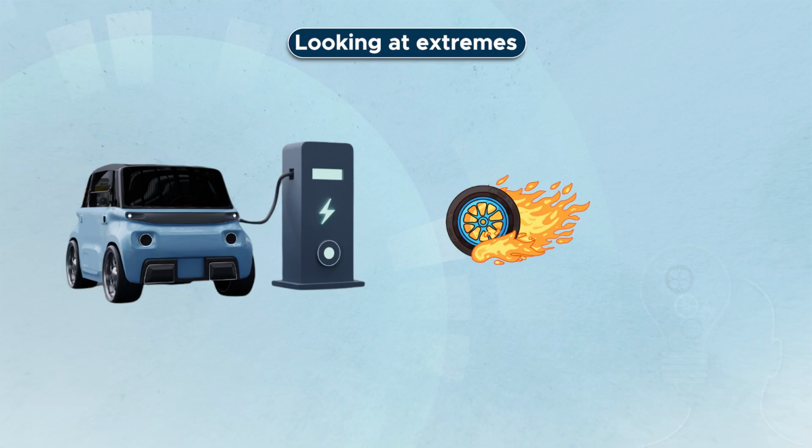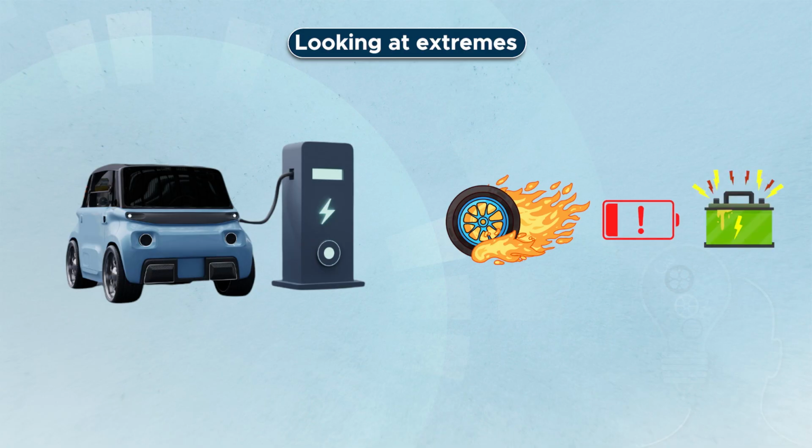The first is it can catch fire. In the middle of the highway, you can be out of battery. Maybe the battery gets overheated and the vehicle stops. Maybe the battery starts to leak and the acid or some of the harmful chemicals comes to your car.